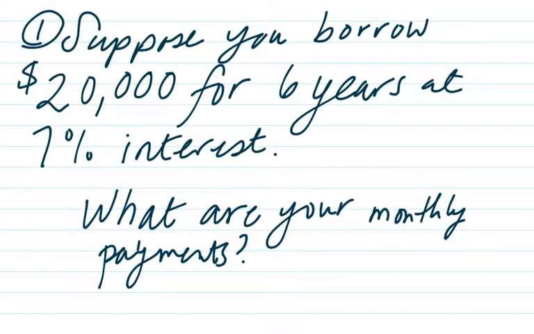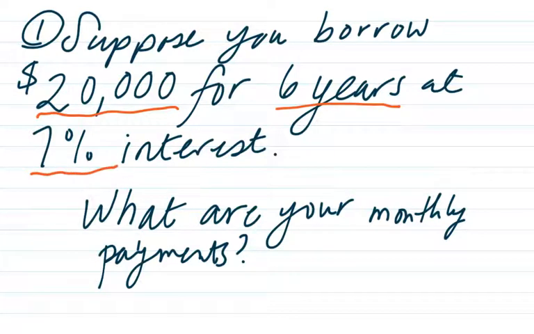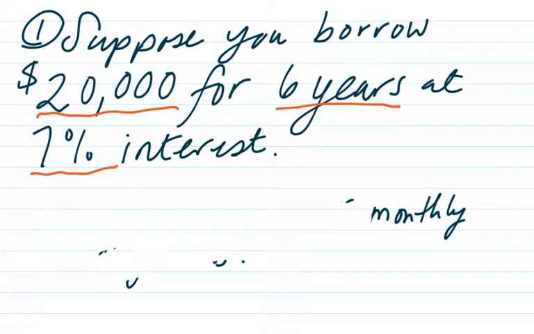So let's look at an example where we're going to use that monthly payment formula. Suppose we borrow $20,000 for 6 years at 7% interest. So we have our principal is $20,000, the time is 6 years, we have 7% interest, which is our rate, and we're trying to figure out what our monthly payments are. So I'm going to erase the question because we know we're looking for our monthly payments. And I'm going to rewrite my monthly payment formula.